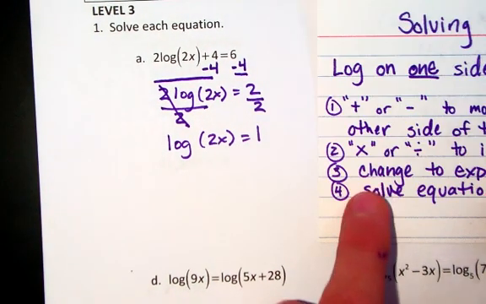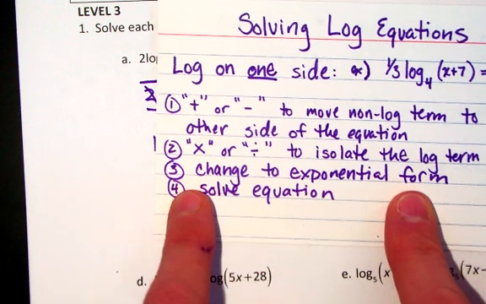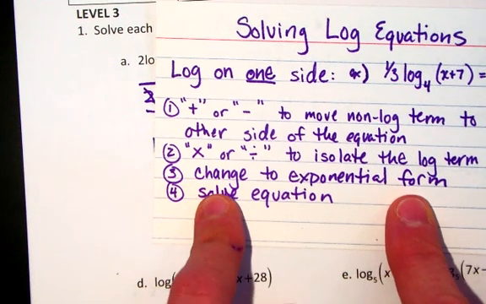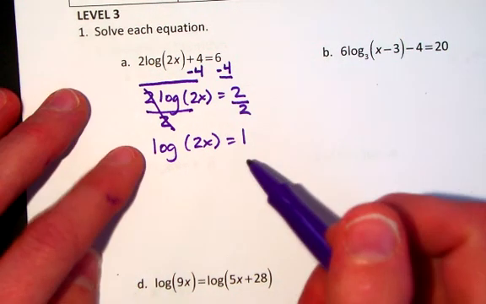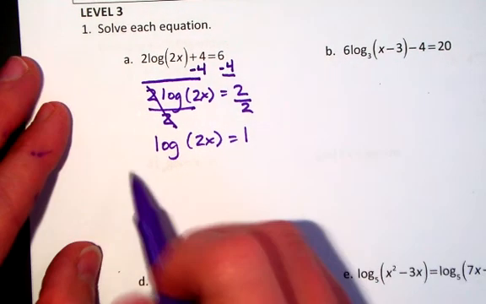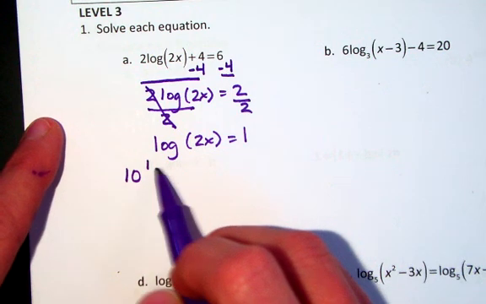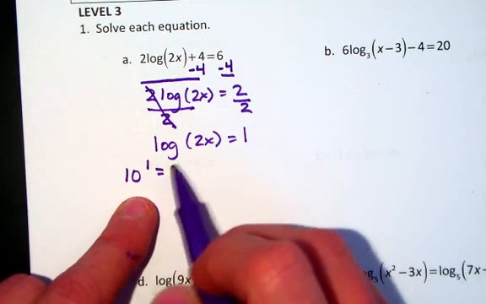Next step, I change to exponential form. This is step 3, change to exponential form. So if you need to get your other note card out to remember, that's fine. Otherwise, first question is, what's the base? 10. What's the exponent here? 1, because logs equal exponents. Equals the only other number left, 2x.